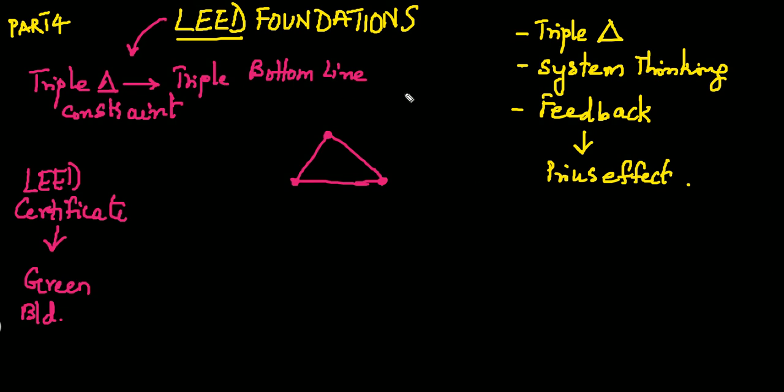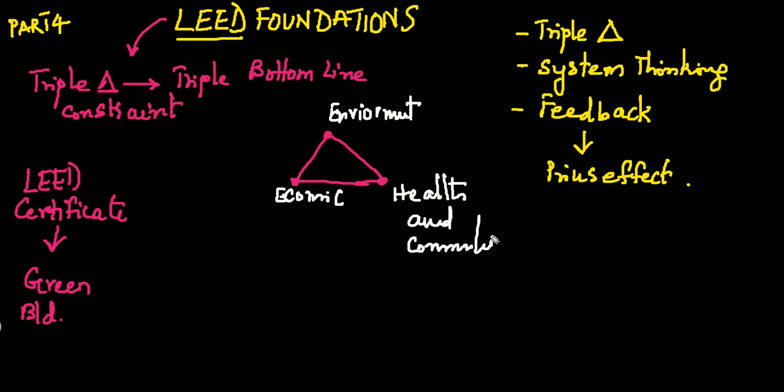The first thing is the environment. The second thing is your economic. And the third thing is your health and community. So let's say these are health and community. I call it social. So these are the three constraints. What does the constraint mean?